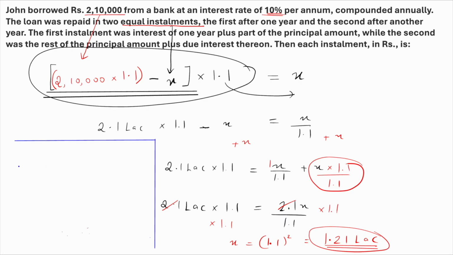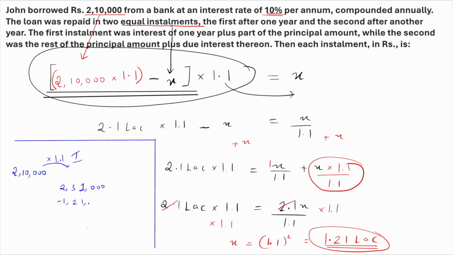Right, so we can also verify. The principal was 2,10,000 rupees. In the first year, it will grow by 10%. So it gets multiplied by 1.1. So 1.1 into 2,10,000 would be 11 ones are 11, 11 twos are 22, 23. 2,31,000 rupees. From this, the installment of 1,21,000 is getting paid.